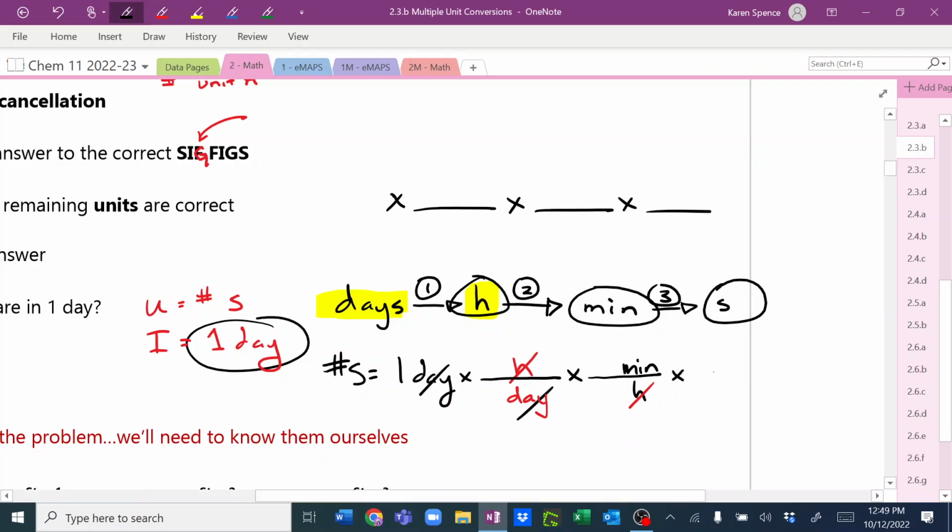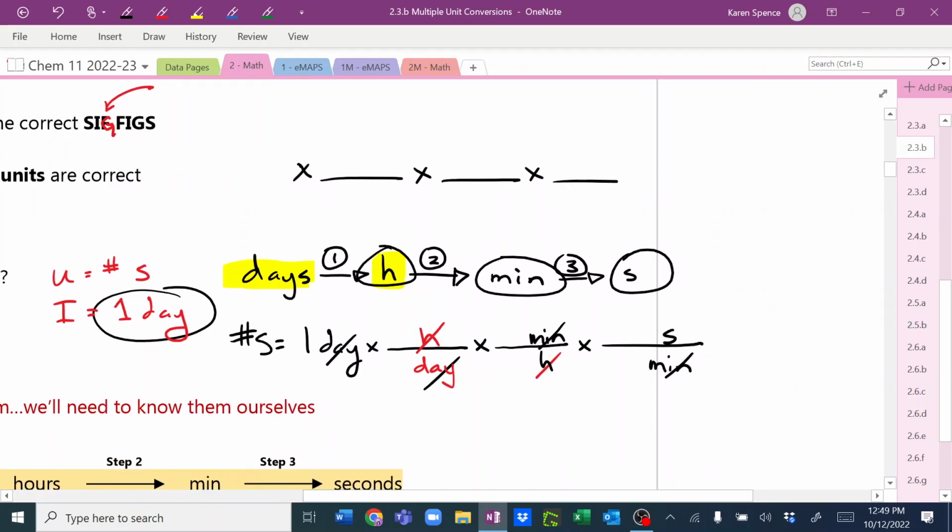And finally, we're going to go from minutes to seconds. So minutes have to go on the bottom so they cancel out, and I want to have seconds. Oh, look, isn't that nice? I'm going to end up with seconds, right? And now I can go through and I can put in all of my numbers.